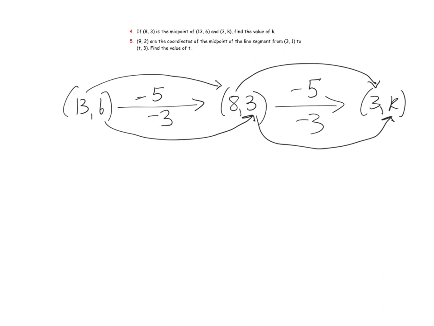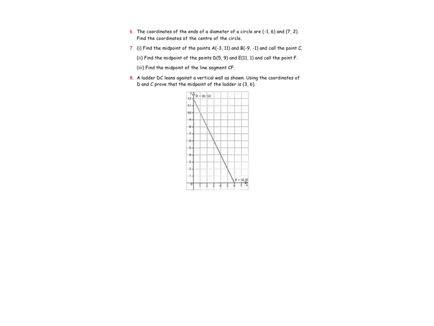Question 5 is very similar too. This one is a little bit different because we have the coordinates of the ends of the diameter of a circle as (-1, 6) and (7, 2). So here's our circle. I know it doesn't really look like a circle. The diameter is a line that passes through the center point and has points on either end. So the center point, we're told to get it, but we have that this is (-1, 6), and this is (7, 2).